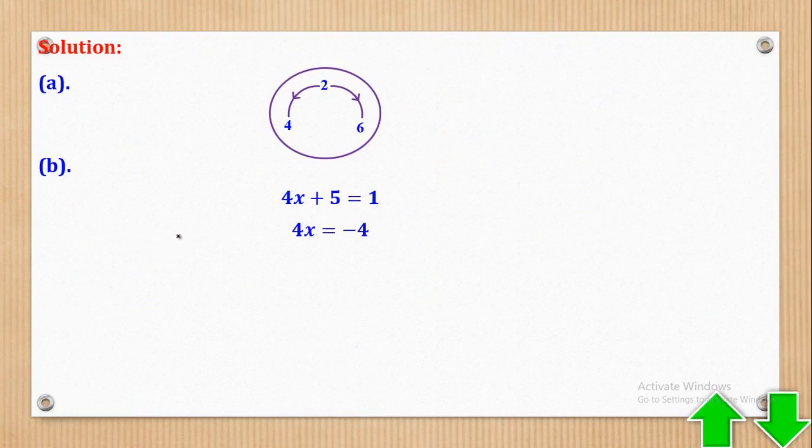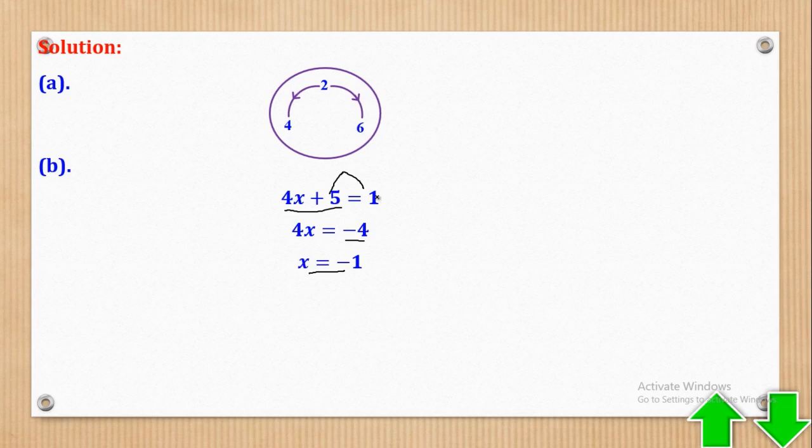So that is what we have. So for 1, 1, 3, we shall begin with 1. So 4x plus 5, we shall equate this to 1, then make x the subject. So take this 5 this side, you come up with negative 4, divide both sides by 4 to come up with x equal to negative 1. So we are given 1, 1, 3.